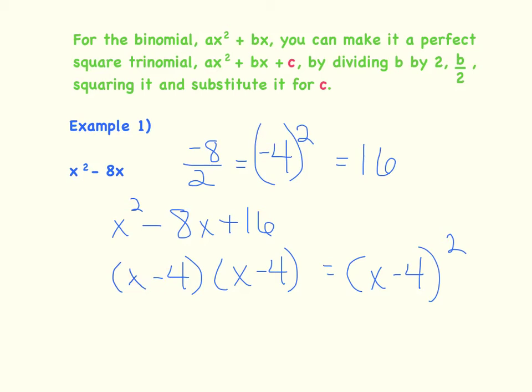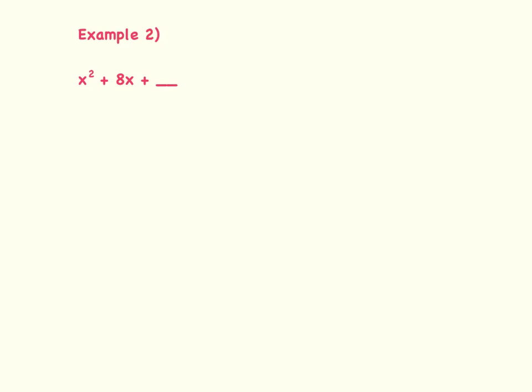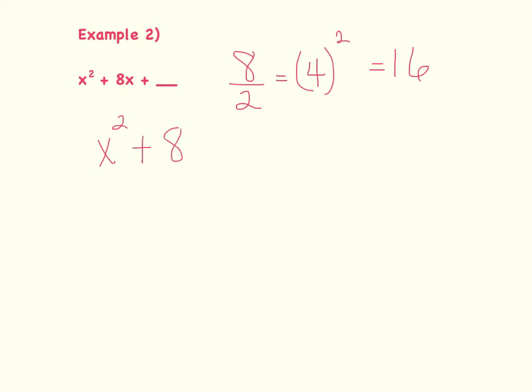Now let's practice with example number 2. This time we have x squared plus 8x for our binomial. So step number 1 is we're going to take our b value, which in this case is positive 8. We're going to divide it by 2. 8 divided by 2 is 4. And so now we're going to square 4. And that would be 16. So now we have our perfect square trinomial, which would be x squared plus 8x plus 16.